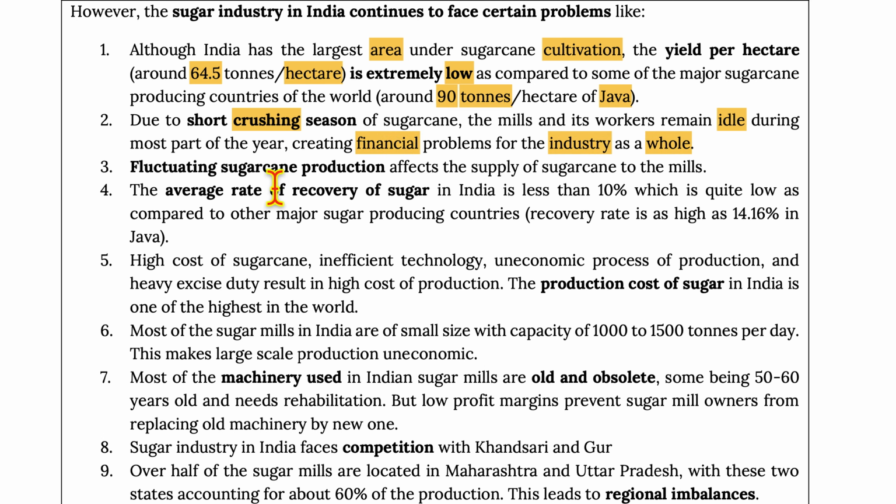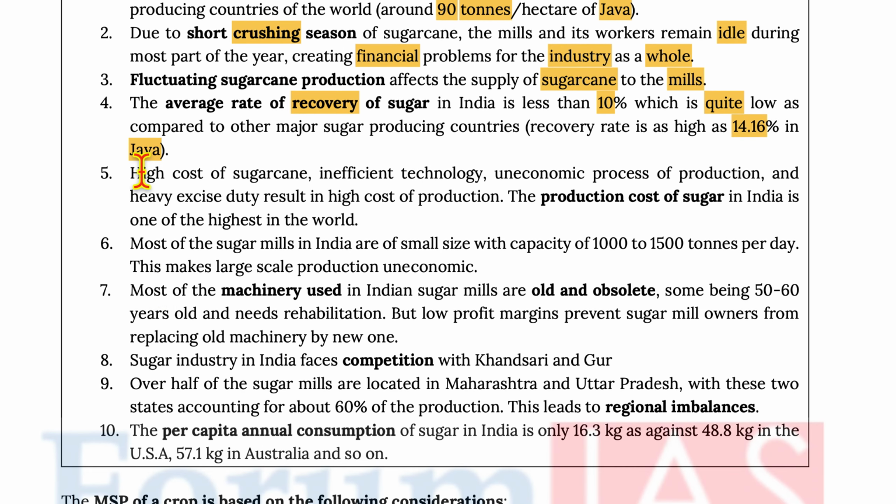Fluctuating sugarcane production affects the supply of sugarcane to the mills. The average rate of recovery of sugar in India is less than 10%, which is quite low as compared to other major sugar producing countries. Recovery rate is as high as 14.6% in case of Java. Now, high cost of sugarcane, inefficient technology, uneconomical process of production, and heavy excise duty result in high cost of production. The production cost of sugar in India is one of the highest in the world.